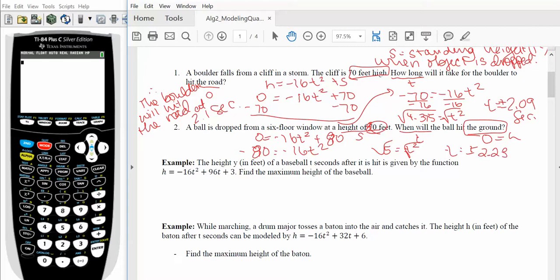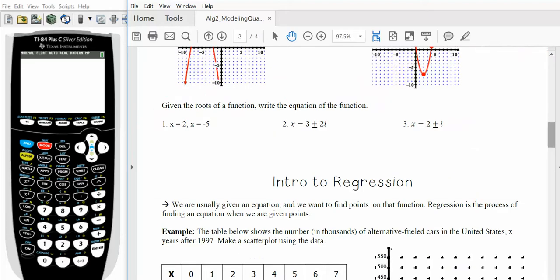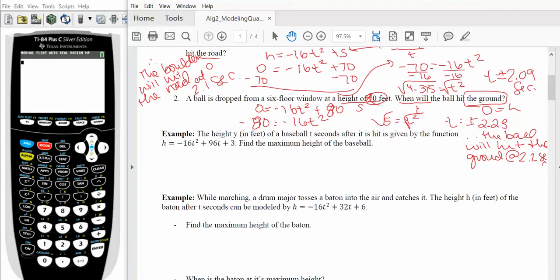So if I write a therefore sentence, therefore the ball will hit the ground at 2.2 seconds. Oops, and I totally just scrolled. 2.2 seconds. Okay. Rounding, I'm not really super picky on. The problem might ask you what to round to, but if it doesn't, the tenth is fine. It really doesn't matter. Okay. Hopefully you're doing okay. Let's go ahead and keep going.